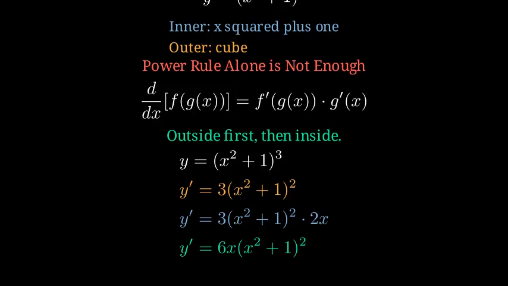Step 1. Differentiate the outside. Bring the power down and subtract 1. Step 2. Multiply by the derivative of the inside, which is 2x. The final answer is 6x times (x squared plus 1) squared.